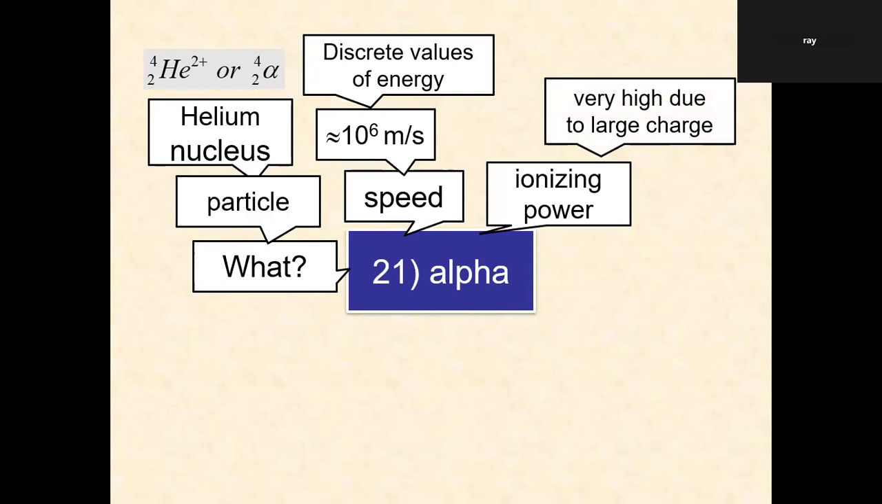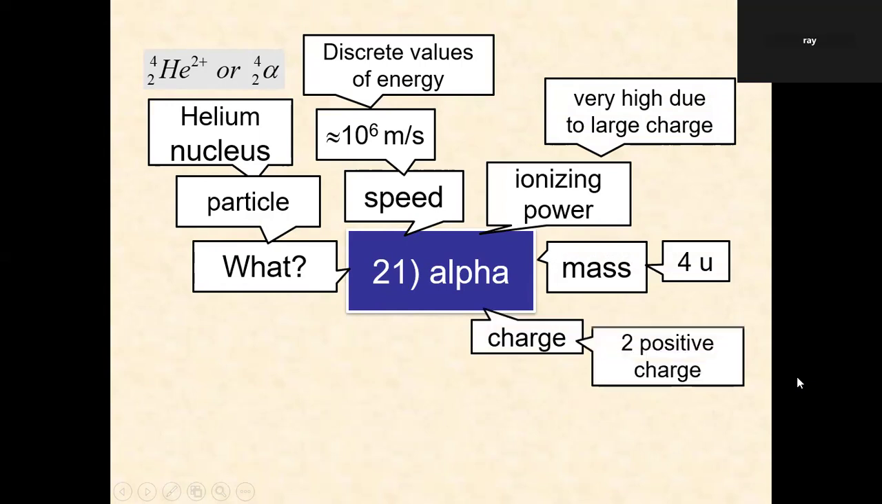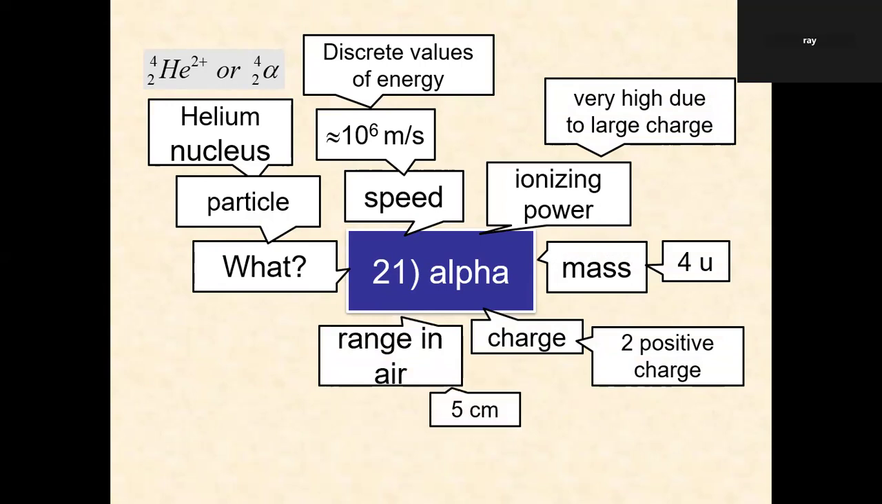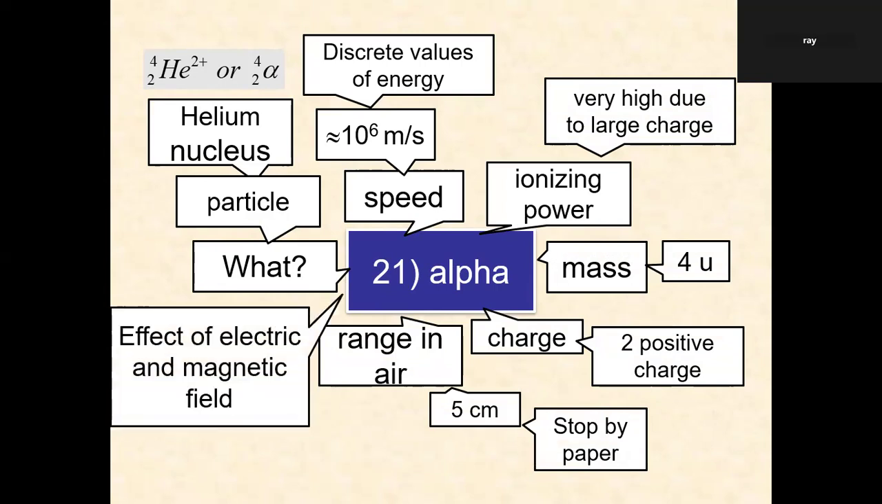Ionizing power, very high due to large charge. Mass, it's about 4 atomic mass unit. Charge, 2 positive charge. Range, 5 cm. Stopped by paper. Affected by electric and magnetic field, yes. With that, you should be able to know what is alpha. All these are memory work lah.